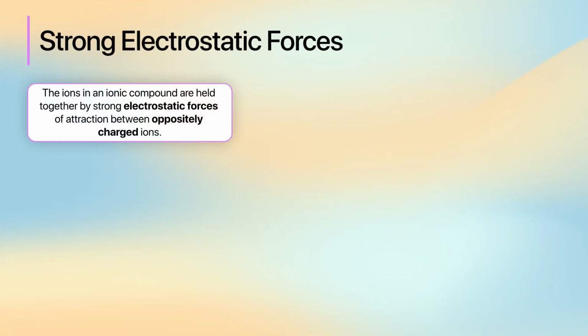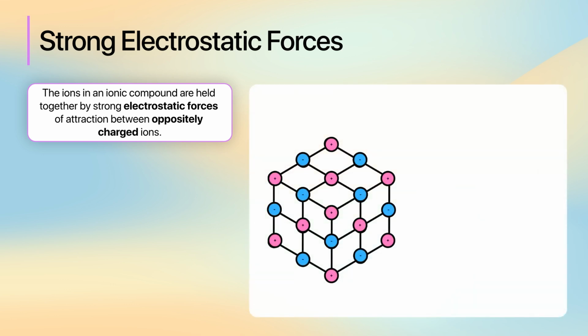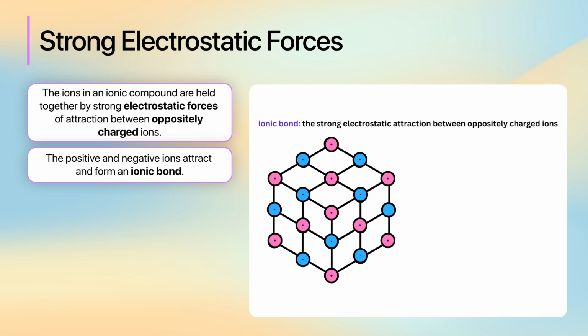The ions in an ionic compound are held together by strong electrostatic forces of attraction between oppositely charged ions. This is what we call the ionic bond. The positive and negative ions attract each other, resulting in the formation of the ionic bond. These forces act in all directions within the lattice structure, creating a strong bond between the ions.